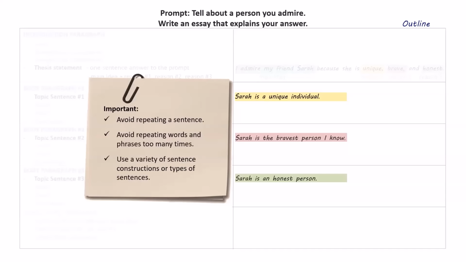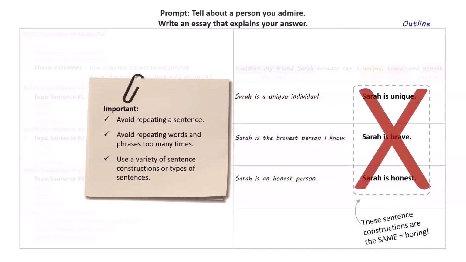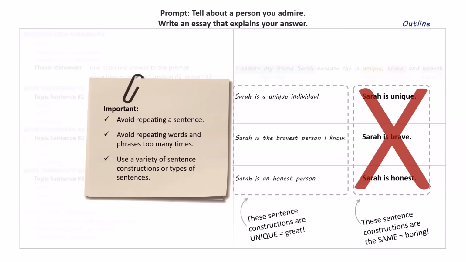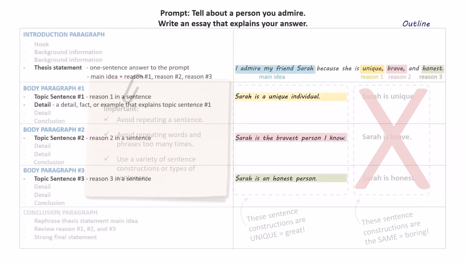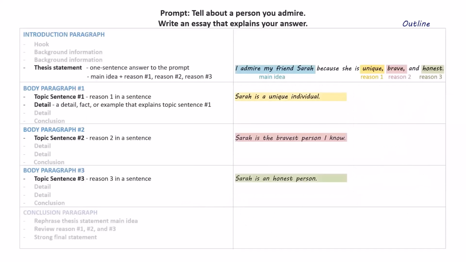For example, we could have written topic sentences that said, Sarah is unique, Sarah is brave, Sarah is honest. But those sentence constructions are exactly the same, and that's boring for a reader. So, I changed them just a little so that each of those topic sentences is unique. Okay, we got our topic sentences complete. Now we need to go back and fill in our detail sentences and conclusion sentences for each body paragraph.